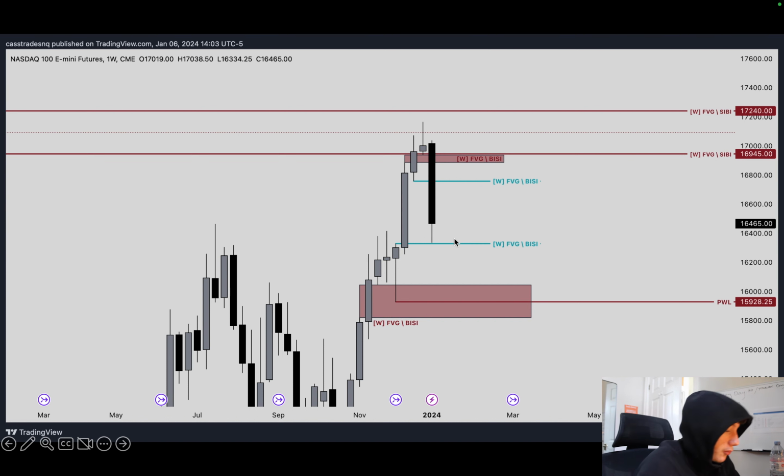Here we have the Nasdaq weekly chart. What we've seen this week is a close below this weekly fair value gap / BISI after a trade into this area up here, which is the other weekly fair value gap / SIBI on that side of the chart. And then we've seen it working around for most of this week inside of this other BISI fair value gap. But now this should act as inversion if we come back up to it.